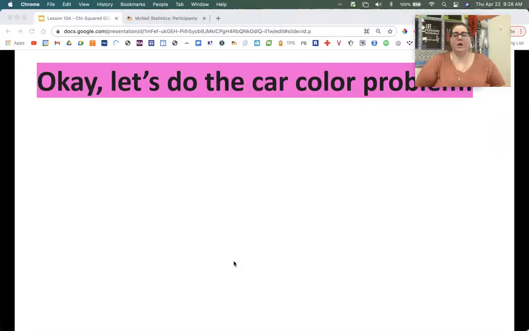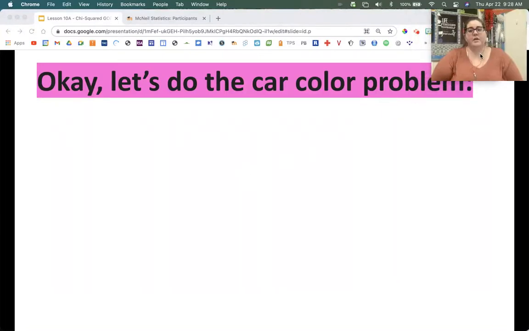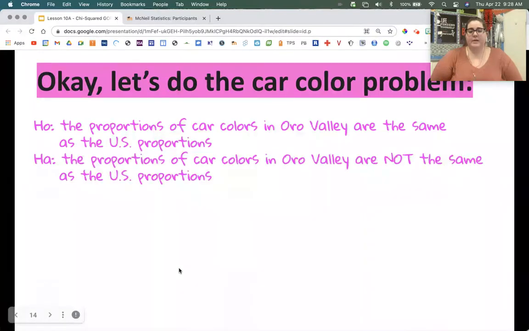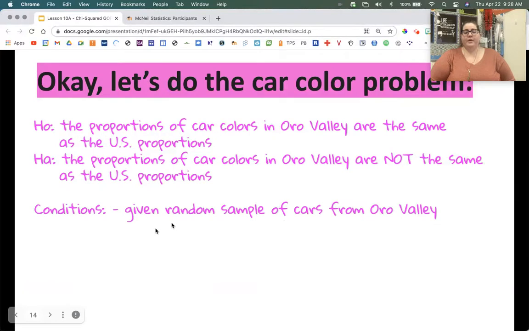So let's go through our car color problem from start to finish. I will also show you calculator stuff, the super shortcut, in a second. We would start with hypothesis statements, which we said already, right? The null is that the proportions of car colors in Oro Valley are the same as the US proportions. The alternate is that they are not the same. Conditions: we were given a random sample of cars from Oro Valley. I forgot to put this, but we are dealing with counts of cars of each color. And then all expected car counts were greater than or equal to 5.